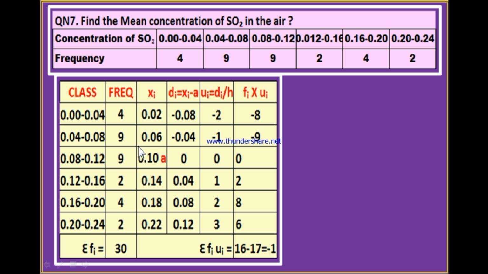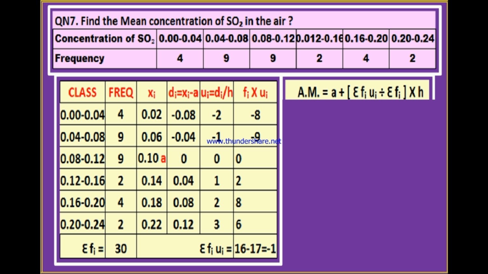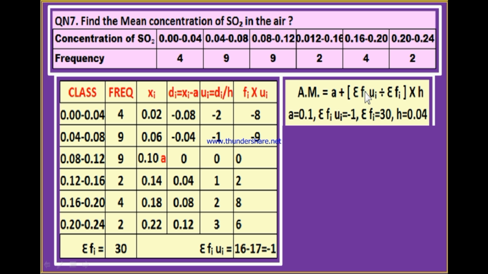Now, as you are finding the arithmetic mean by the step deviation method, let us write the formula for the arithmetic mean in the step deviation method. The formula is AM is equal to A plus sigma fi ui divided by sigma fi, into H. This is the formula.